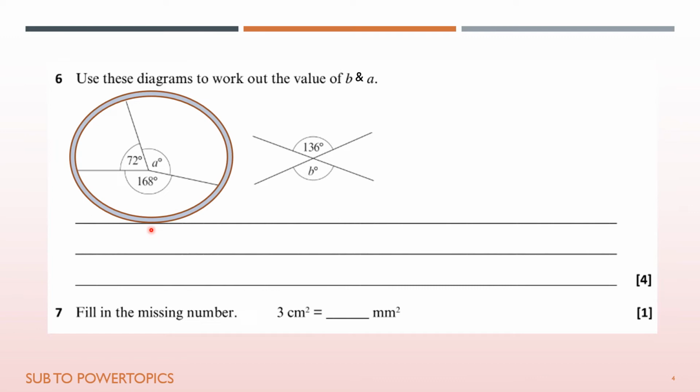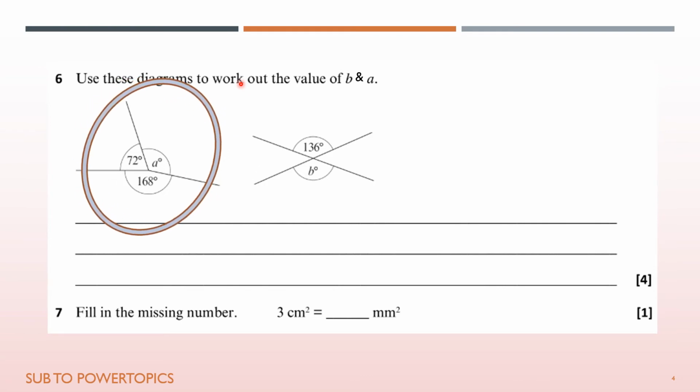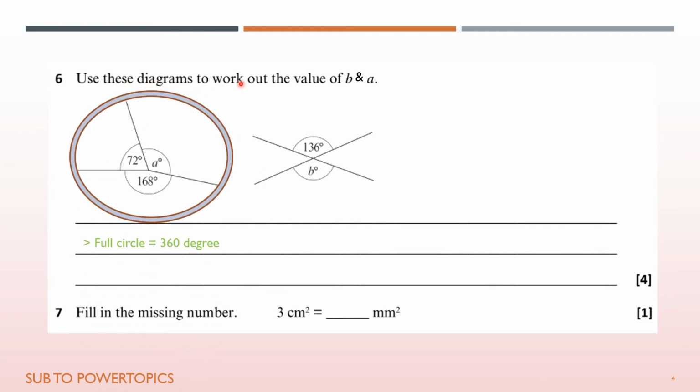For question number 6, we have to use these diagrams to work out the value of angle B and angle A. Now for angle A, you can see that it is a full circle, and as you know, a full circle equals 360 degrees. Now 360 degrees is divided into 3 unequal angles here. We already know the value of 2 of the angles. Now you know exactly what we have to do.